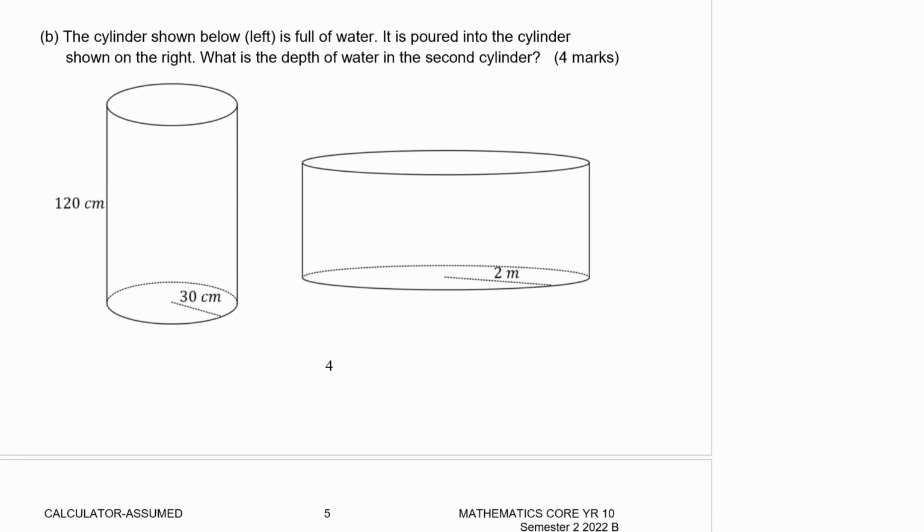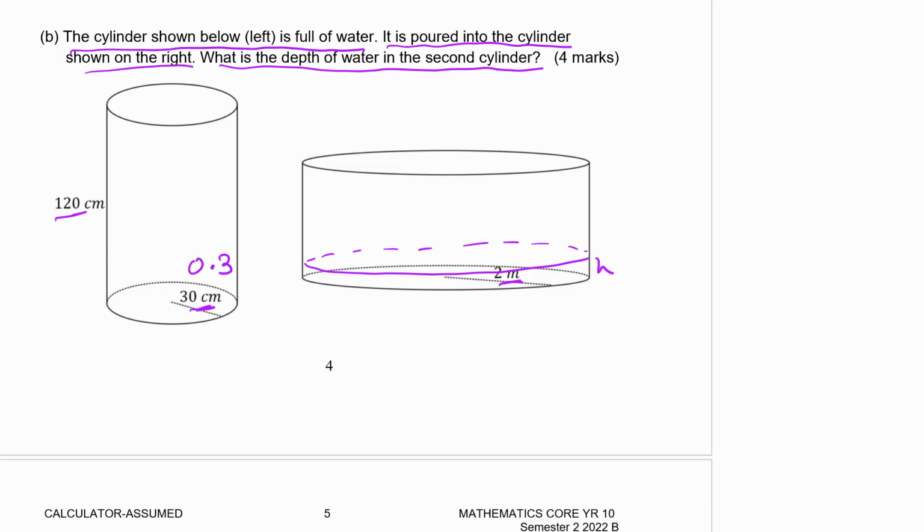So, the cylinder shown below left is full of water. It is poured into the cylinder shown on the right. What is the depth of the water in the second cylinder? So we've got to work out how far up it would come. Now, since this is in meters, this is in centimeters, we want them to be in the same units. So let's just convert this to 0.3 and 1.2 in meters.